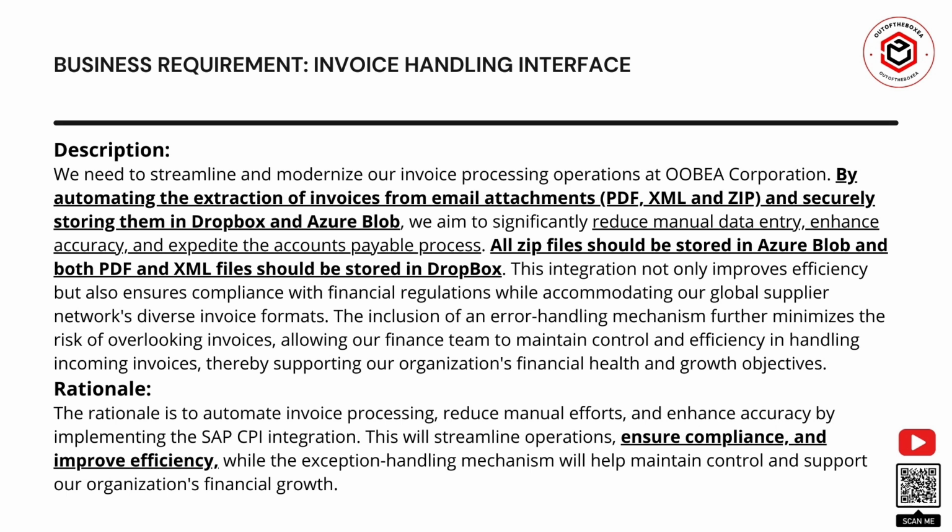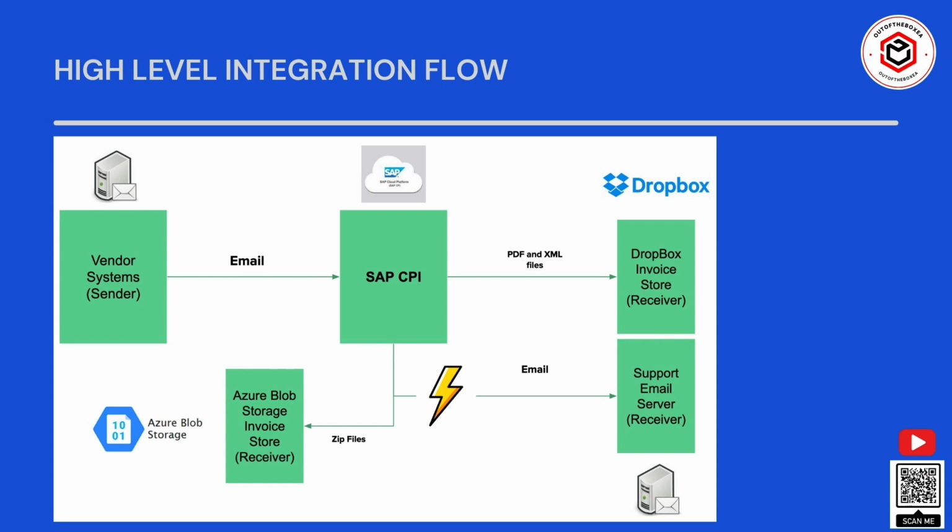Otherwise, try to pause the video here and read the requirement as many times as you can until you understand the business requirement. Now let's try to draw a high-level integration flow. Take a white sheet of paper and pencil. Now what we'll do is we'll try to design high-level integration flow based on the business requirement. And let's place SAP CPI in the middle because this is the middleware we're going to use in this integration.